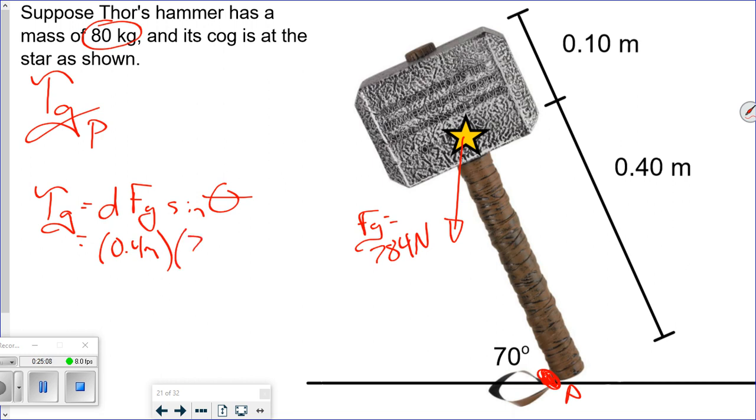My force of gravity is 784 newtons times the sine of, well, let's see, if this is 70 degrees, then this is going to be 20 degrees. Aha, sine of 20 degrees. And that'll give us our torque. So 0.4 times 784 times the sine of 20.